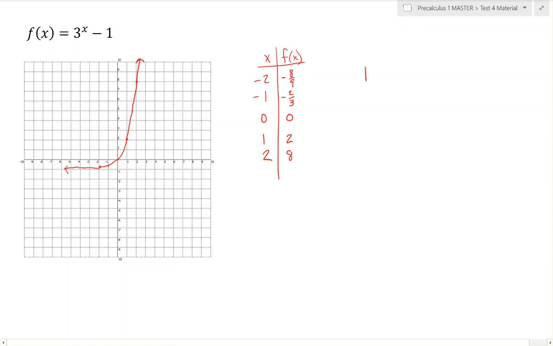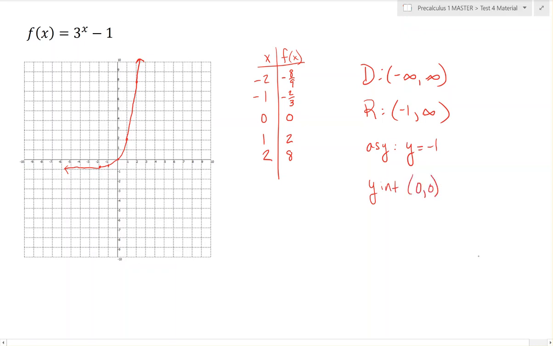So here we could go ahead and say our domain is all real numbers. The range goes from -1 to positive infinity. The asymptote is y equals -1, and the y-intercept also goes down 1 point, so it's 0, 0 now.